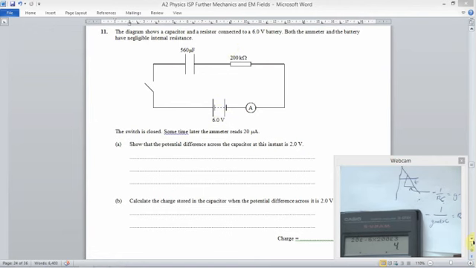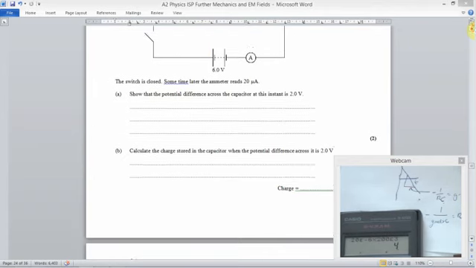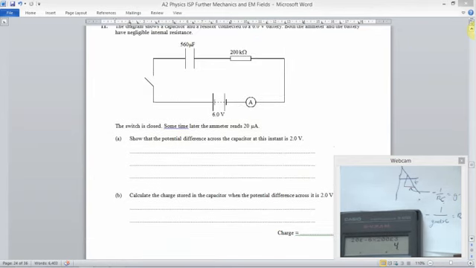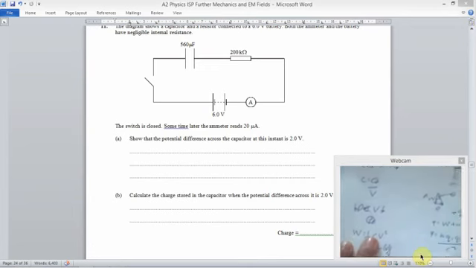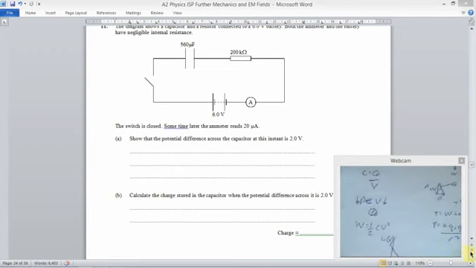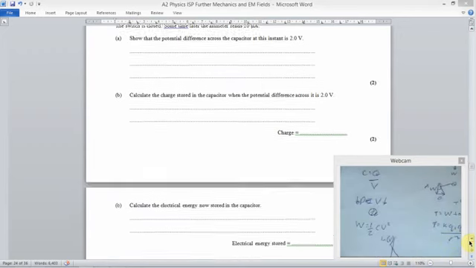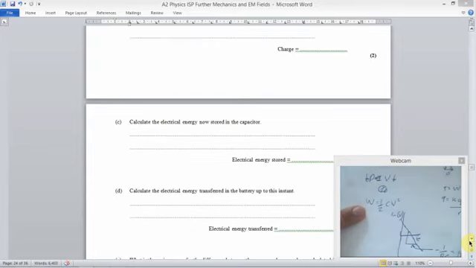Calculate the charge stored in the capacitor when the potential difference is 2 volts. The potential across it is 2 volts. The capacitor has a value of 560 microfarads, and they want the charge. So that's just from before, the idea of Q is equal to C times V. Very straightforward. Calculate the electrical energy now stored in the capacitor. Again, straightforward. W is equal to half CV squared.